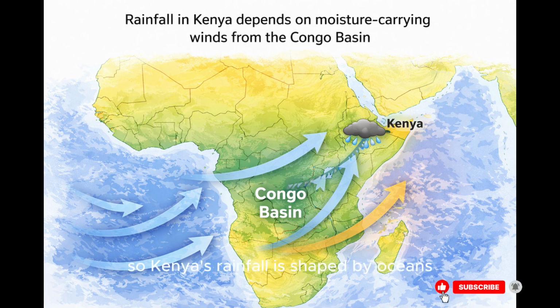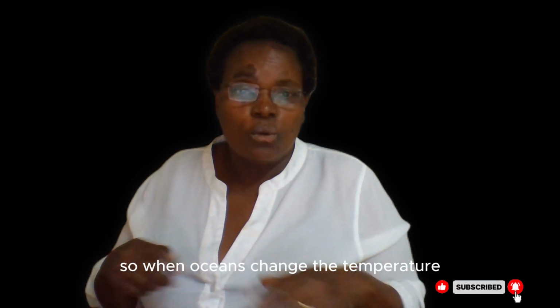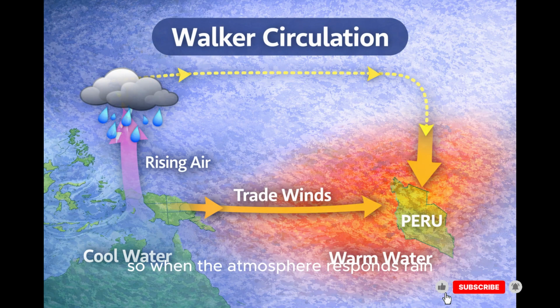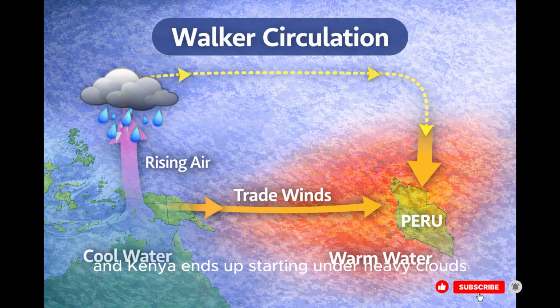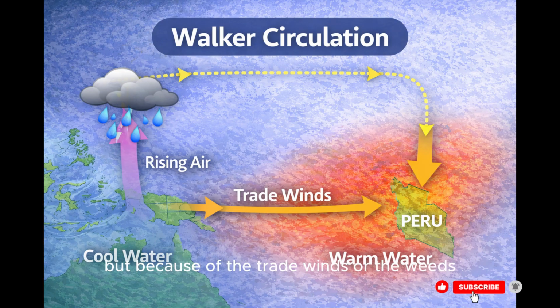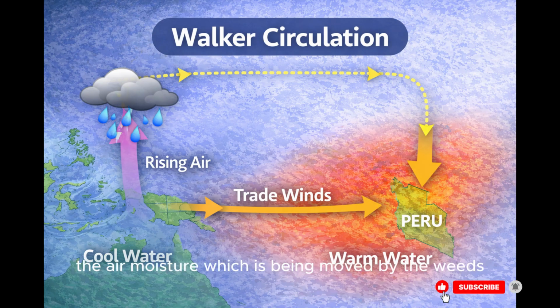So Kenya's rainfall is shaped by oceans thousands of kilometers away, very far away. We talked about the rope. You pull a rope on one side, it will be felt kilometers away. So when oceans change the temperature, the atmosphere also responds. So when the atmosphere responds, rain belts move, and Kenya ends up standing under heavy clouds. Remember, we were talking about South America, very far from Kenya, but because of the trade winds, or the winds, they are affecting because of the change in heat, and then change also in the air, and also the moisture, which is being moved by the winds.